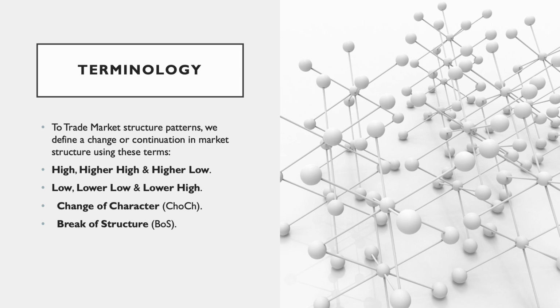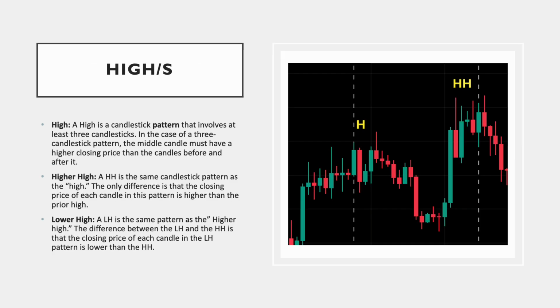And if there's anything not clear, or maybe you don't agree with my opinion or the way I present things, that's fine. You can write it in the comments, and I promise to read it, go over it, and if something needs to be changed, it will be changed. Now, to trade market structure patterns, we define a change or continuation in market structure using these terms: high, higher high and higher low, low, lower low and lower high, change of character, and break of structure.